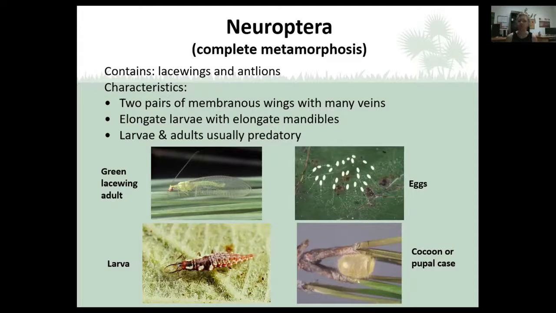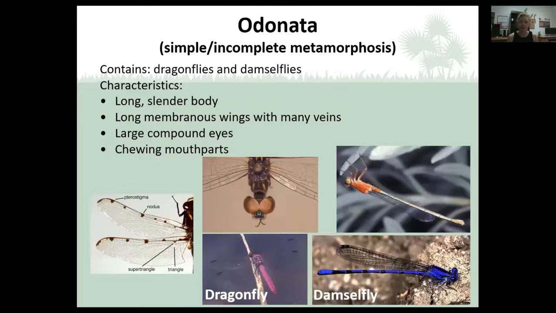So it's good to be able to know what their eggs look like, because that means you know they're in your garden or area. And the larvae and adults are usually predaceous, usually on pests. So that's why they're a good insect. We'll talk about that. The Odonata are the dragonflies and the damselflies.